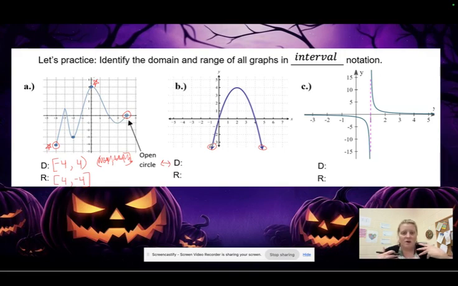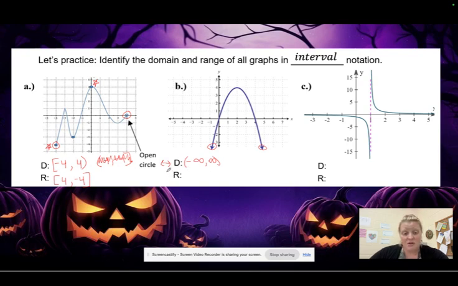So we're never going to hit a left endpoint. It's going to keep moving left forever. And we're not going to hit a right endpoint either. So our domain is going to be from -infinity to infinity. We never had to lift our pencil, so I can just write them side by side with a comma.